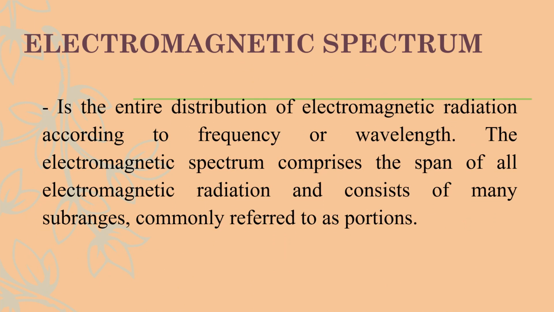The electromagnetic spectrum is the entire distribution of electromagnetic radiation according to frequency or wavelength. It comprises the span of all electromagnetic radiation and consists of many subranges, commonly referred to as portions. The various portions bear different names based on differences in behavior in the emission, transmission, and absorption of the corresponding waves, and also based on their different practical applications.